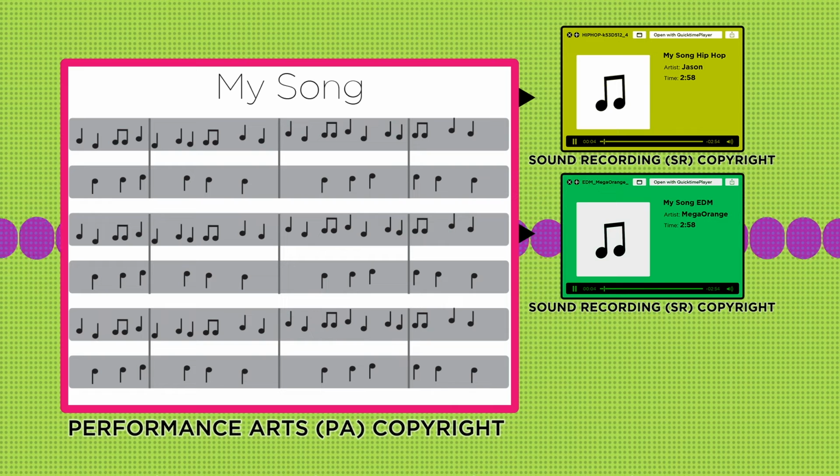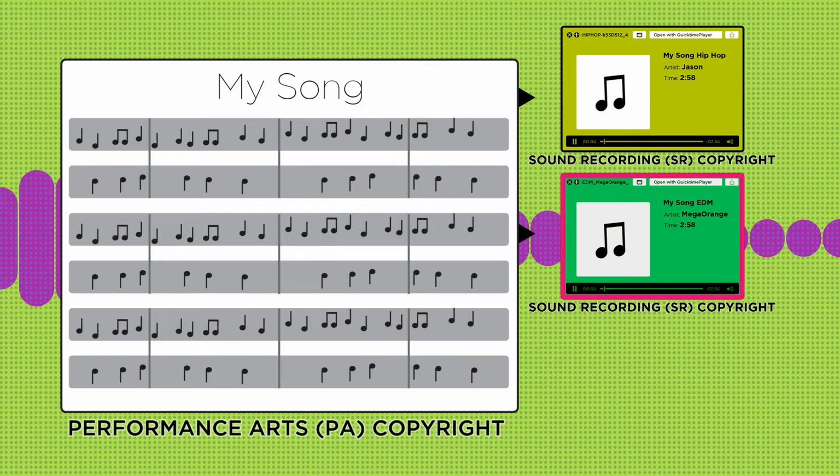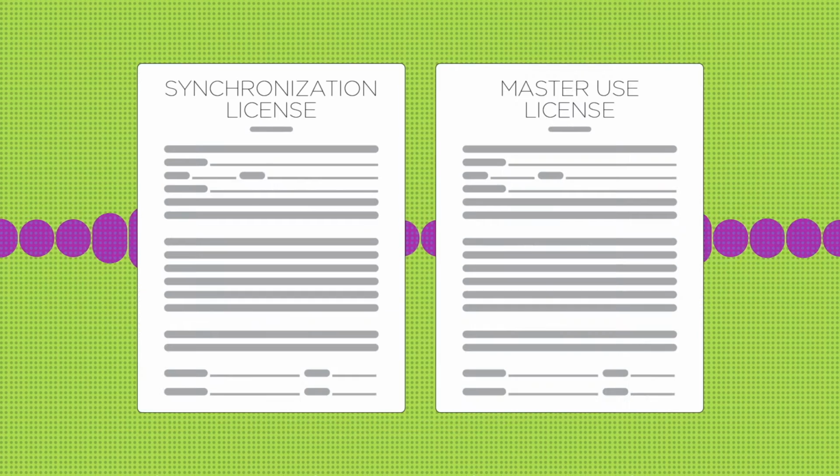For the master use rights, I would have to go to whoever controls the EDM version of the sound recording, right? So there might be two separate contracts, two different sets of clearances that might be needed for this.